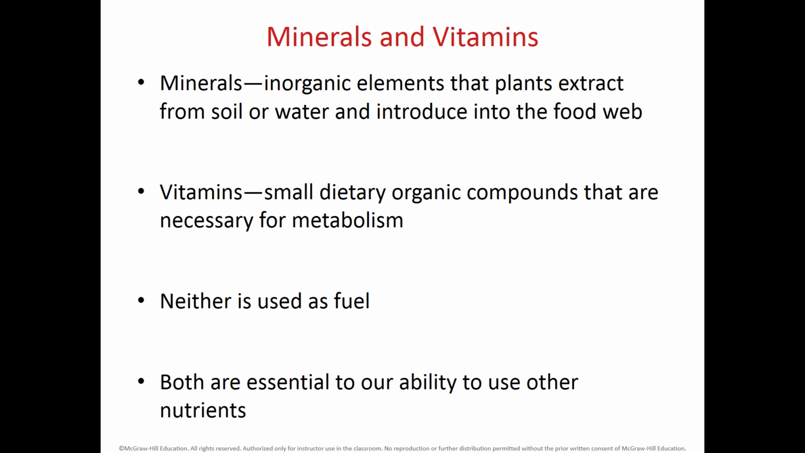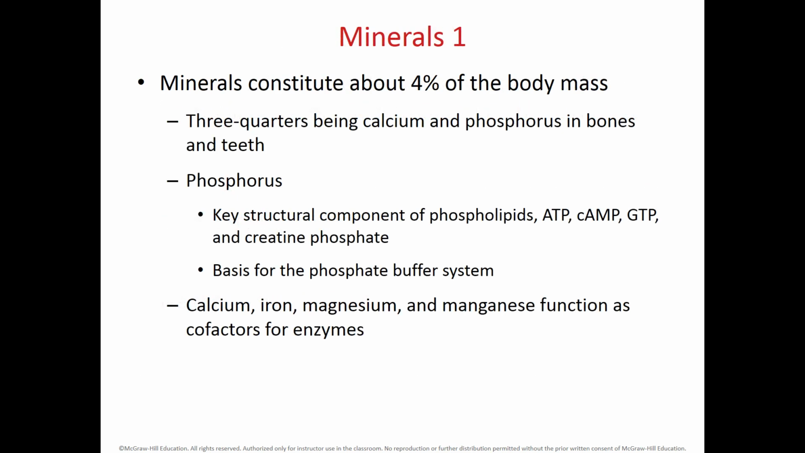Okay, lastly, for minerals and vitamins. Minerals are inorganic elements that are extracted from the plants and also from the soil or water, and then they're introduced into the food web. Vitamins are organic compounds that are necessary for metabolism. Out of these vitamins, we have these cofactors that are needed for metabolism to happen. Vitamins and minerals are not used as fuel, but they are essential for our metabolic pathways so we can use the other nutrients.